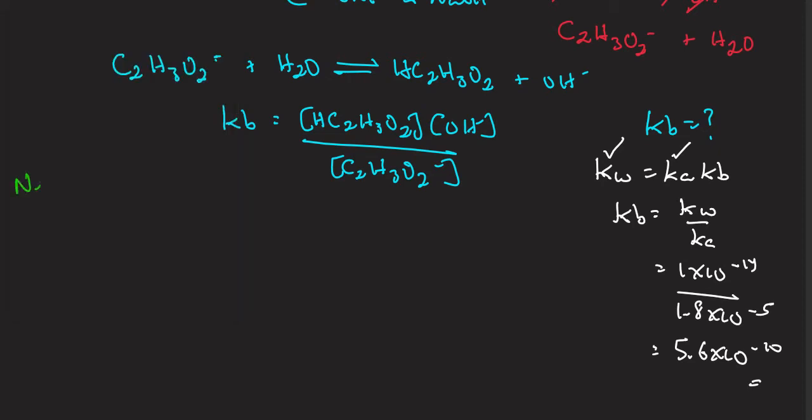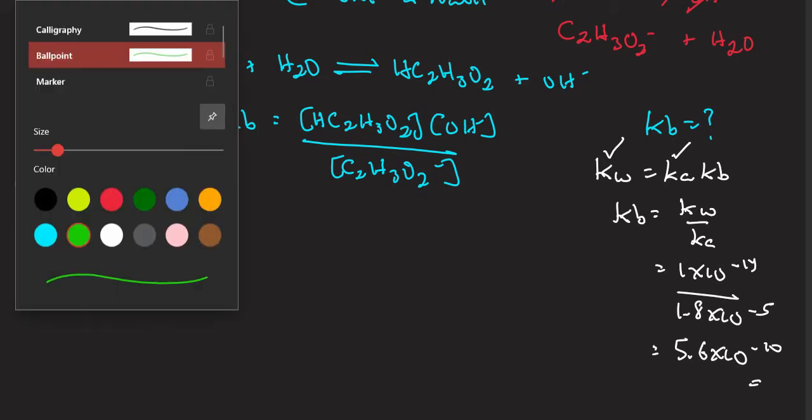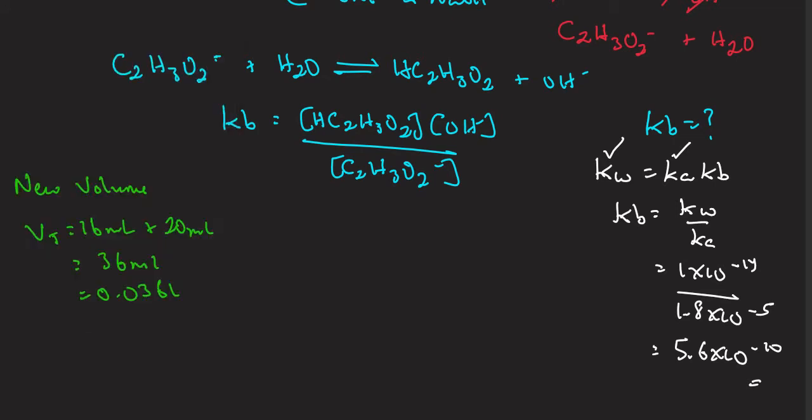The other change that's happening here is that there is a new volume. Our total volume is now 16 mL of base plus 20 mL of acid. That equals 36 milliliters, or 0.036 liters. So that means our concentrations have changed. We need to figure out what is the concentration of our acetate ion.